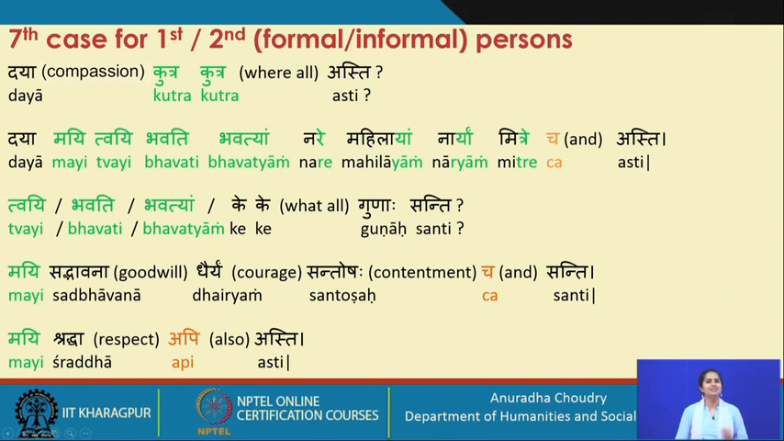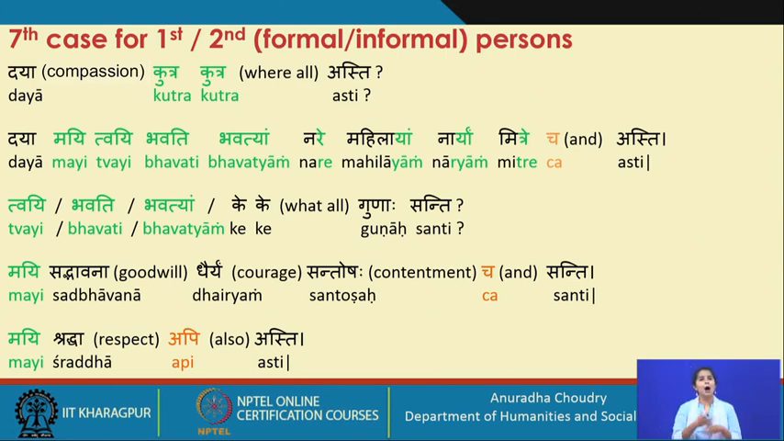So you can say, where is there, where all is there compassion? This is a very typical feature of the Indian languages, where there is a doubling of words that takes place. In English, it would sound very strange if you say, where is there compassion? But it is done in the Indian languages. So, daya kutra kutra asti, daya mayi asti, twayi asti, bhavati asti, bhavatyam asti, nare asti, mahilayam asti, naryam asti, mitre asti.